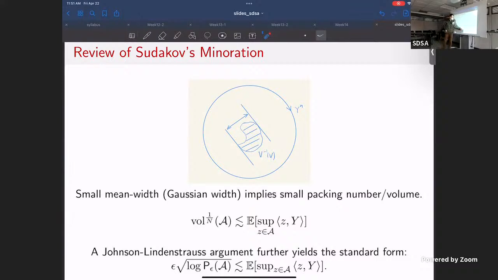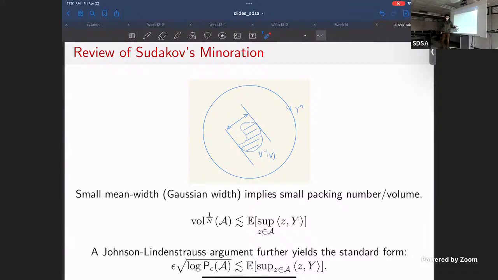And mean width can be defined this way. So you take y to be uniform on a unit sphere, and then this expected supremum is the mean width of the set A. And then the volume of the set A can be upper bounded in terms of the mean width. And there is some dimension factor 1 over n on the exponent.